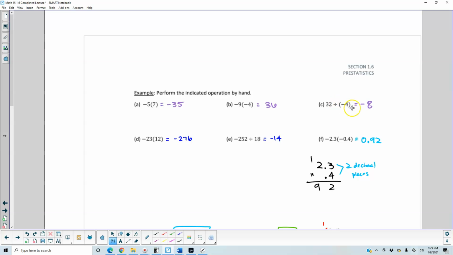A positive divided by a negative is going to give us a negative number. 32 divided by negative 4 is equal to negative 8. A negative times a positive is going to be negative, so negative 23 times 12 gives you negative 276.